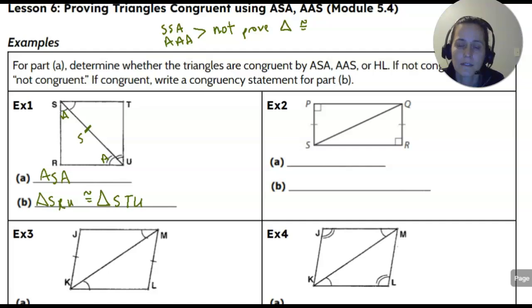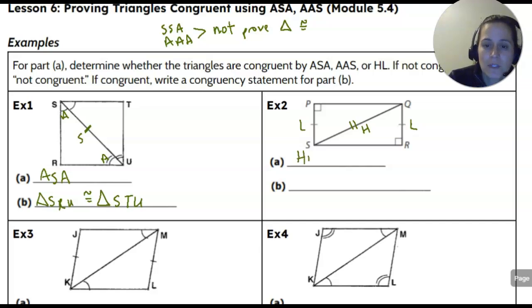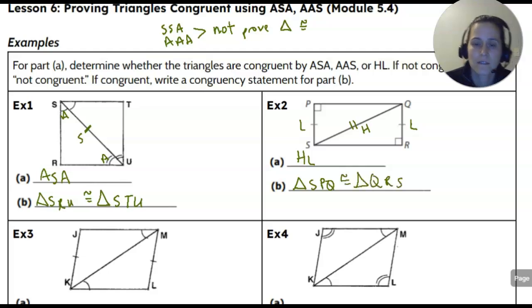In example 2, part A, we already know that you have a right triangle. So that should be a trigger right now that maybe I might be using the HL theorem. If you have a right triangle, you want to check for that. I do have a pair of legs congruent right here, so I'm going to call that legs, right angle, and then SQ is congruent to itself by the reflexive property, and that happens to be the hypotenuse. So in fact, we do have the HL theorem, so triangle SPQ is congruent to triangle QRS.